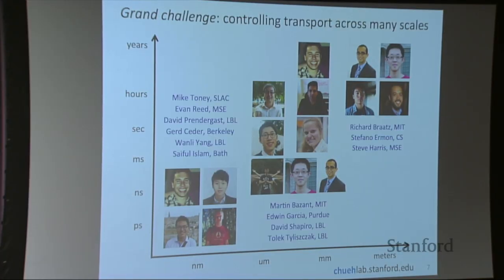The work was also enabled by many terrific collaborations within the Stanford community and also beyond. I'll just point out a few whose work will be highlighted today. For example, Mike Toney at the Stanford Synchrotron Radiation Light Source, David Prendergast at Lawrence Berkeley National Lab, Martin Bazant at MIT, Edwin Garcia at Purdue, and also Richard Braatz at MIT. So we have formed a really nice nucleus of people to try to combine all of these things together.